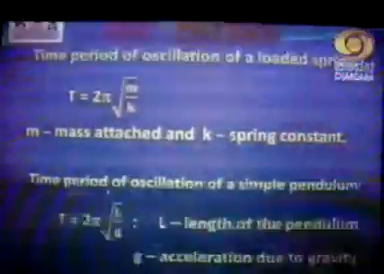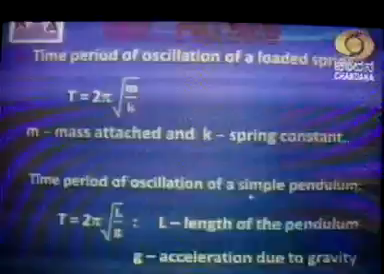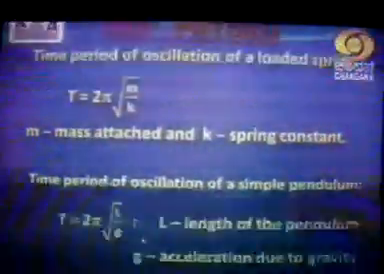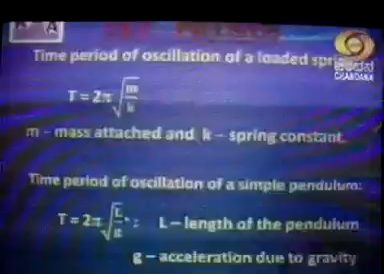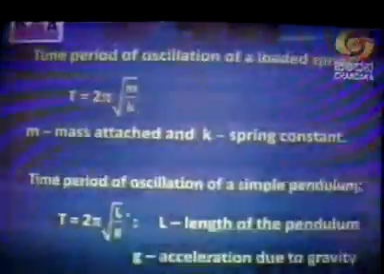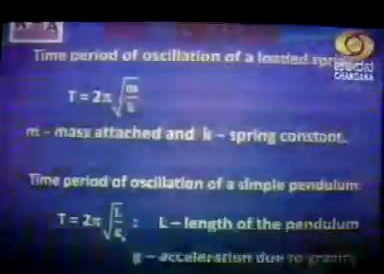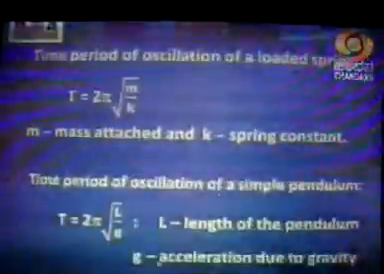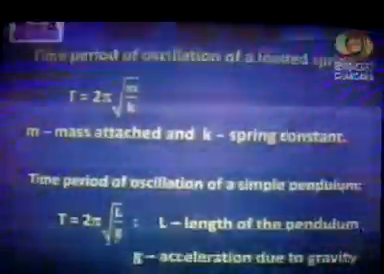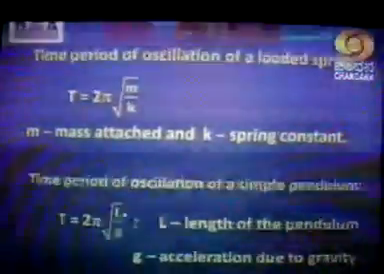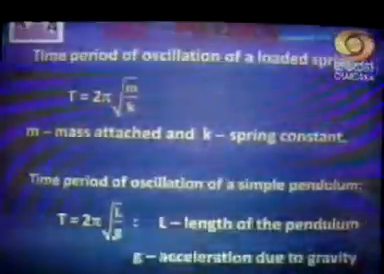Next, the time period of the oscillation of simple pendulum is T equal to 2 pi into root of L by g, where L is the length of the pendulum, which is the length from point of suspension to the center of gravity of the bob, and g is acceleration due to gravity at that place. Here, based on this, problems can be asked, depending upon the length or acceleration due to gravity.